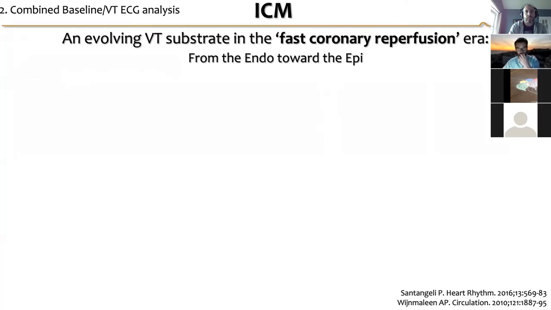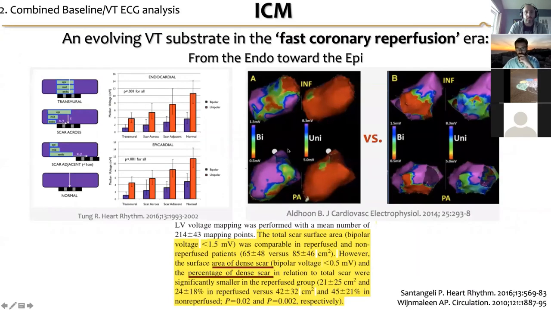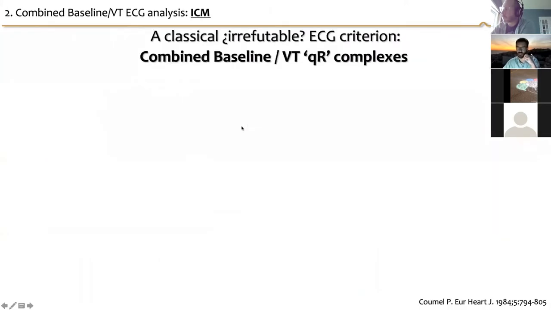in this ICM substrate. And this is the rule in many of the publications which have gone again and again around the same concept. The scars in ischemic cardiomyopathy are not as dense, as compact, as homogeneous as they used to be. And this has changed probably the history of VT ablation in this setting.